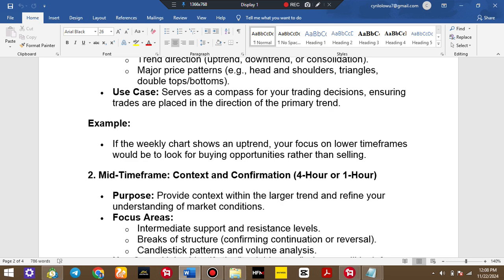Because if your weekly price is bullish and you are selling in your lower time frame, the probability is very high that you might lose that trade. Except you are a pro trader who understands probably a reversal formation of trend. That is where you can definitely leverage on an opposite trend trade.